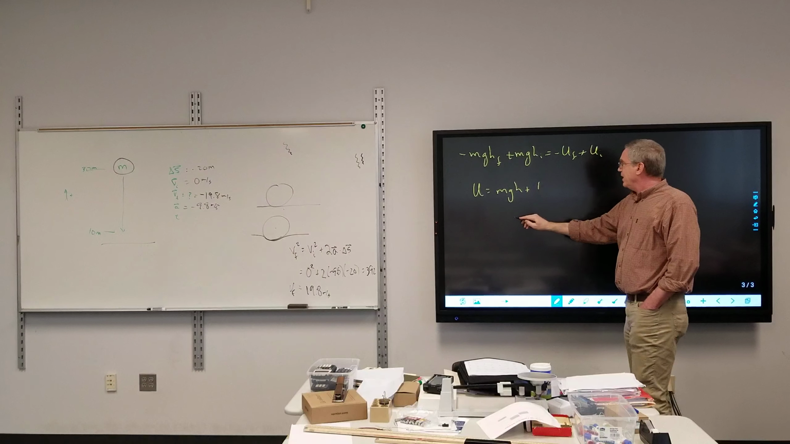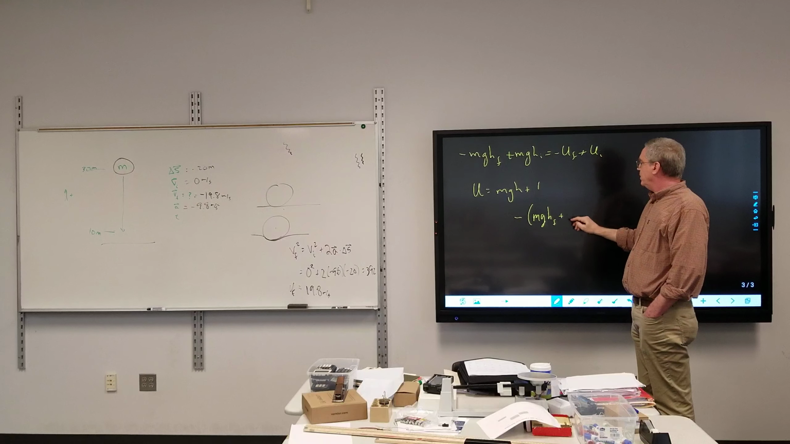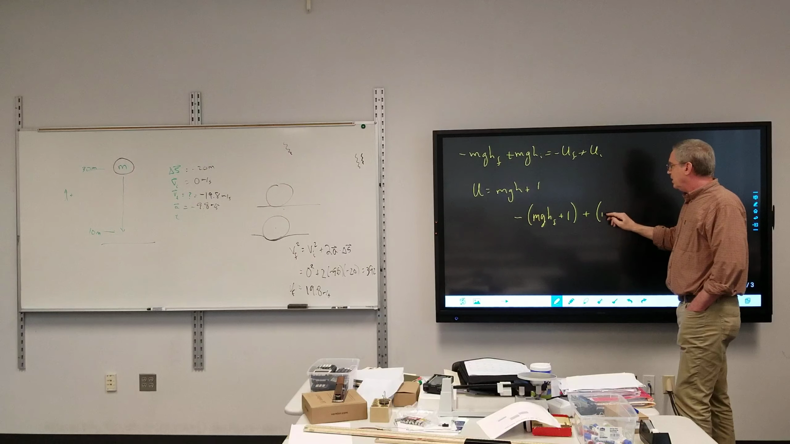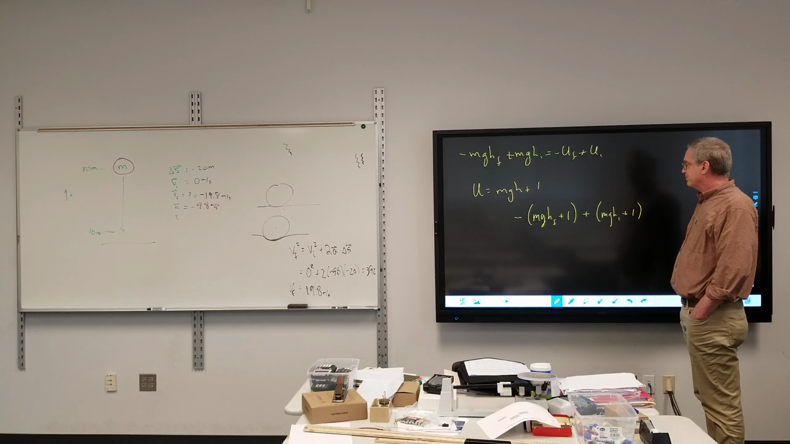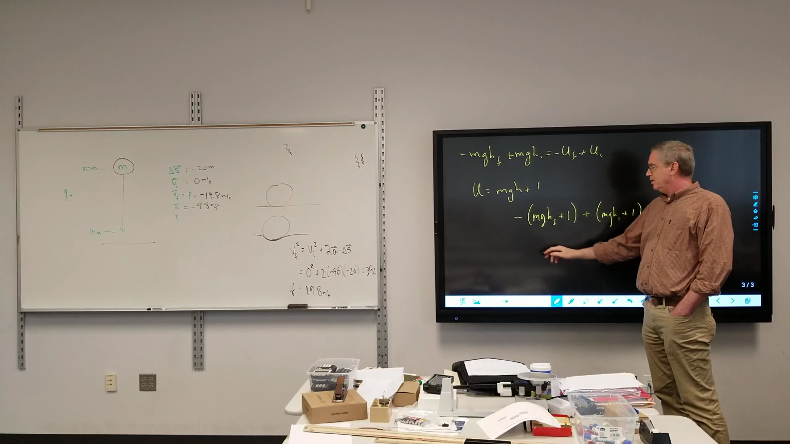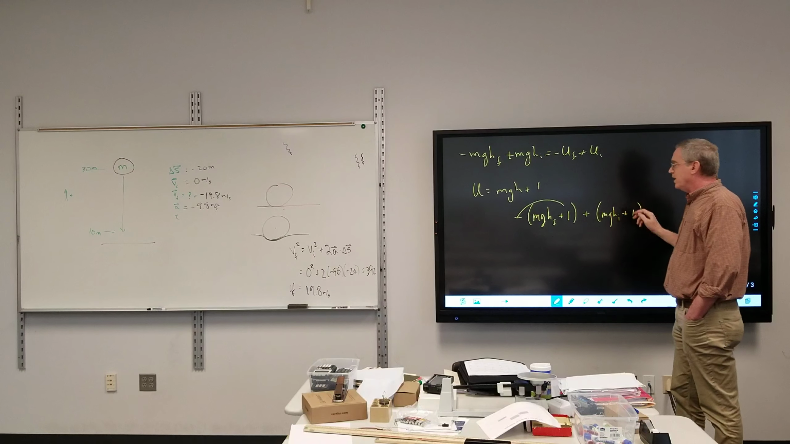If I plug into here, I get negative MGH final plus 1 plus MGH initial plus 1. Oh, which the ones cancel out. Yes, they will, because I got the negative 1 and a positive 1.